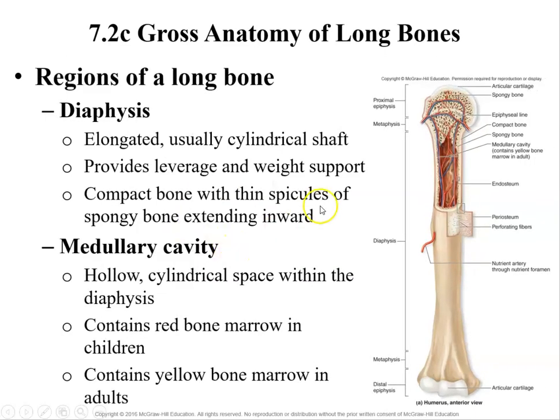Next is the medullary cavity. This is the hollow cylindrical space within the diaphysis. It's going to contain your bone marrow. In children, it's going to be primarily red bone marrow. And in adults, it's going to be primarily yellow bone marrow in most of your long bones.